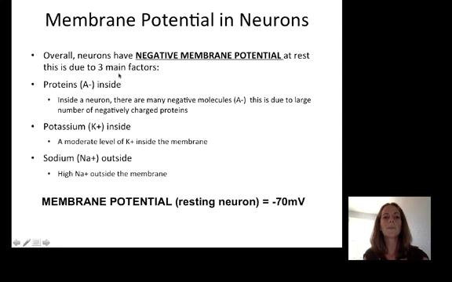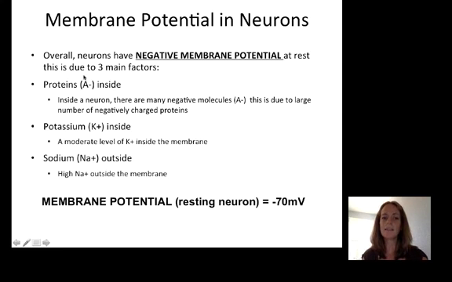Okay, so those were some general examples of membrane potential. Let's talk now about how neurons are set up so that they have a lot of membrane potential and a lot of potential to create electrical signals. So overall, neurons have a negative membrane potential. Are you shocked? That's why I gave you the negative example. I know, shocking. So they have a negative membrane potential at rest.